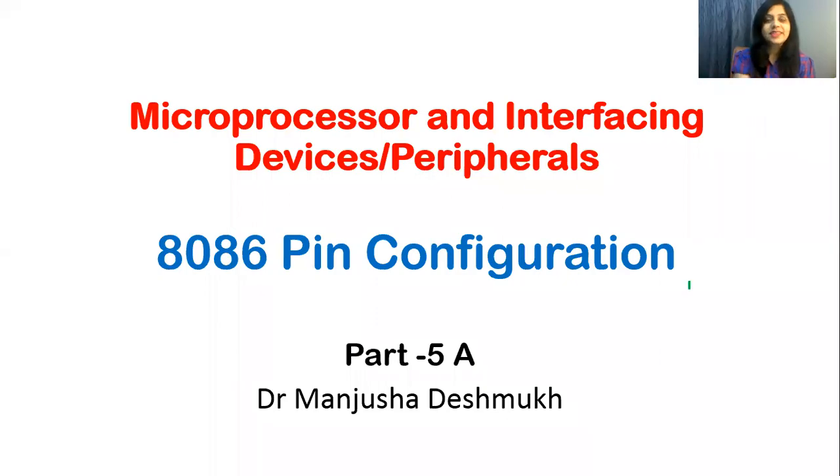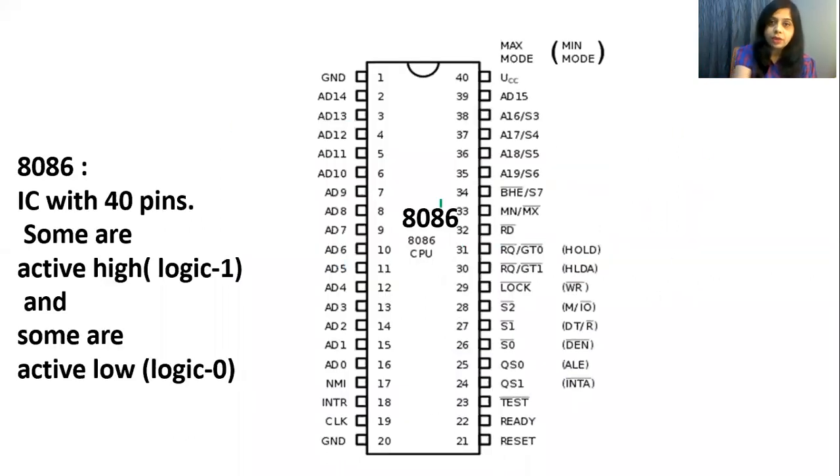Hello everyone. In this video, I am going to explain the pin diagram of the 8086 microprocessor. So this is the 8086 microprocessor pin diagram. This is an IC. It is a 40 pin IC in which some pins are active high and some pins are active low. Pins with the bar are active low.